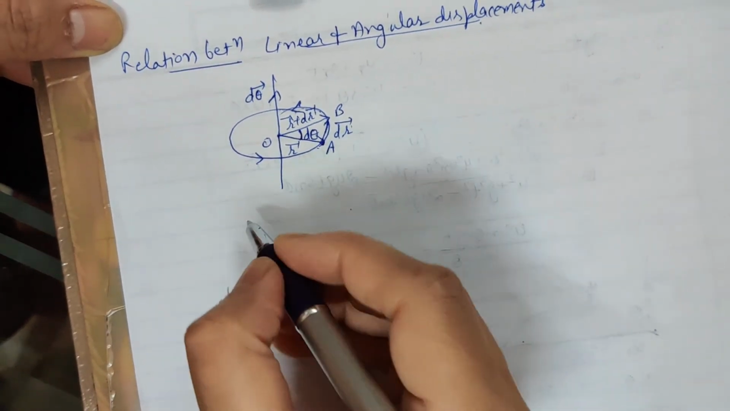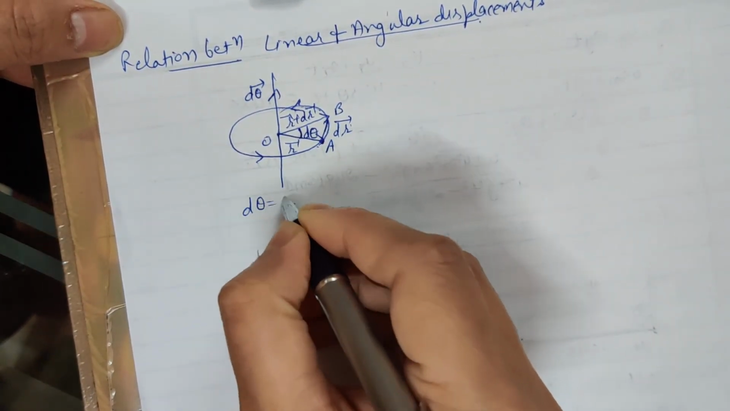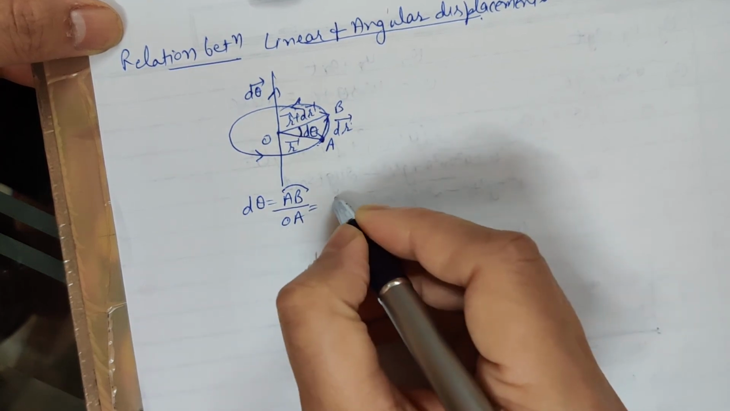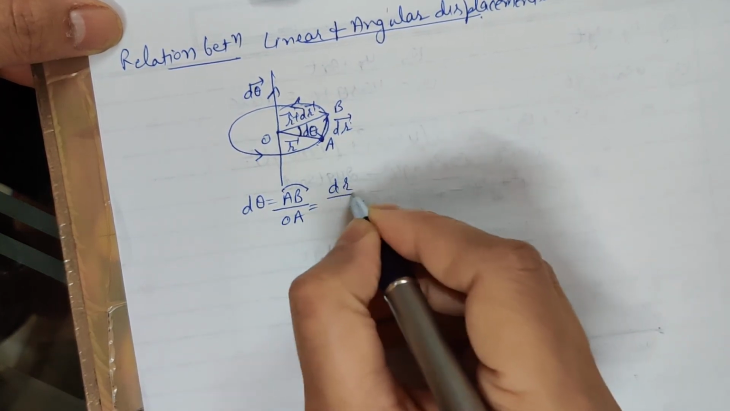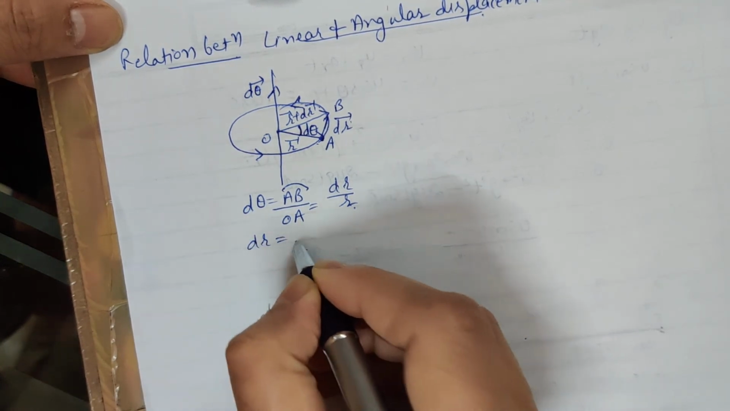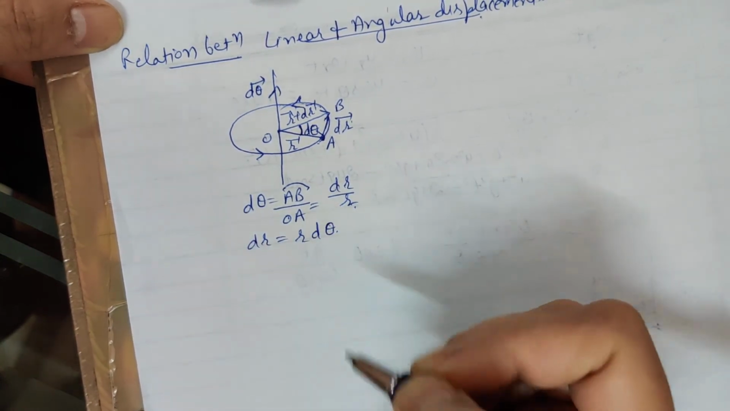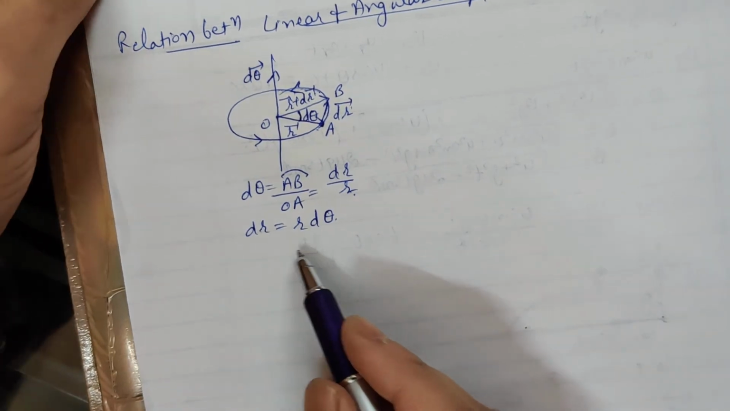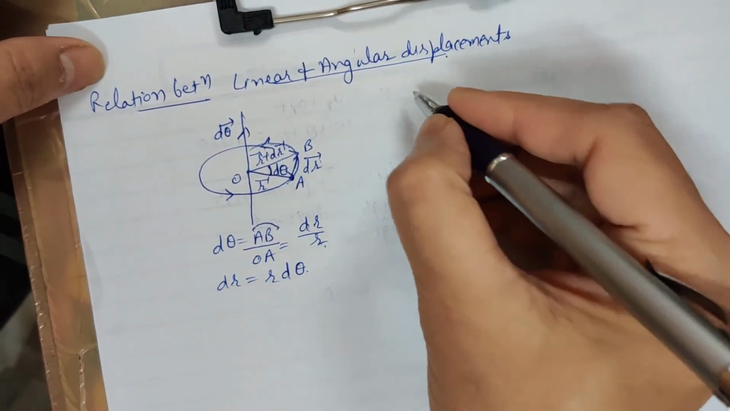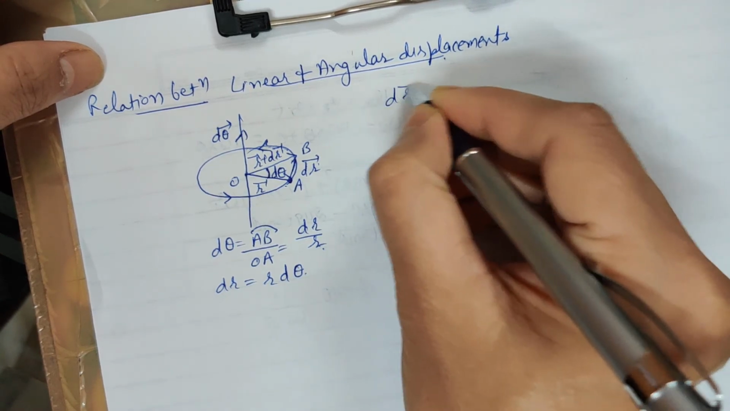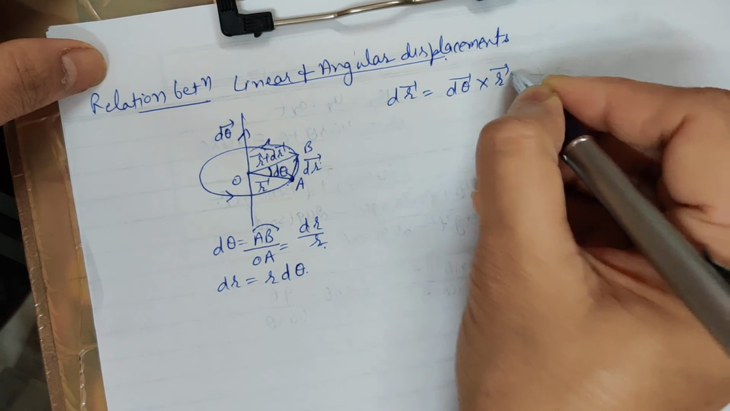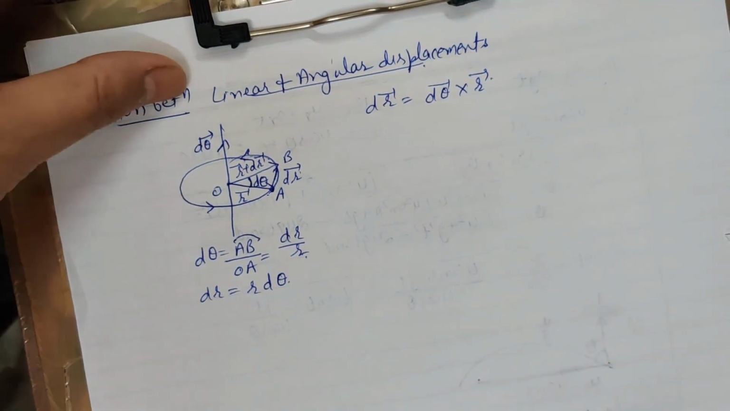Now this angular displacement d theta is arc AB upon the radius, or we can say dr upon r, and this dr is equal to r d theta. And in vector form, how do we represent this relation? dr vector is d theta vector cross r vector, because these are vector quantities.